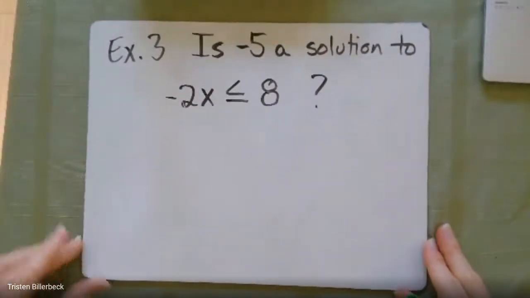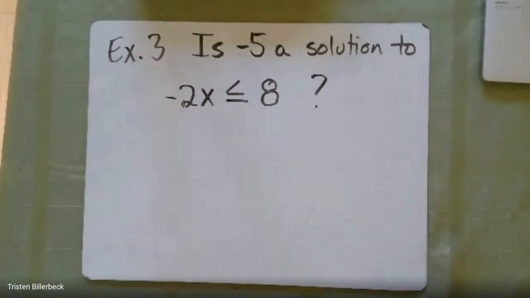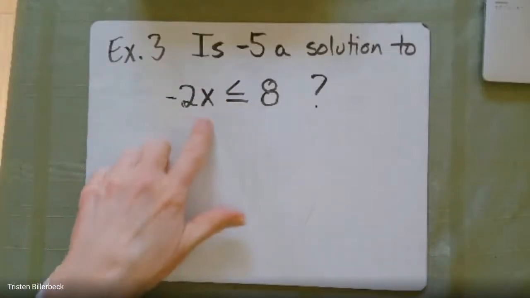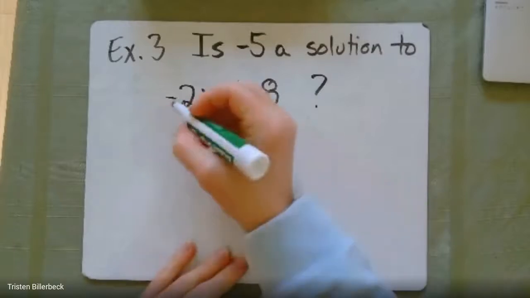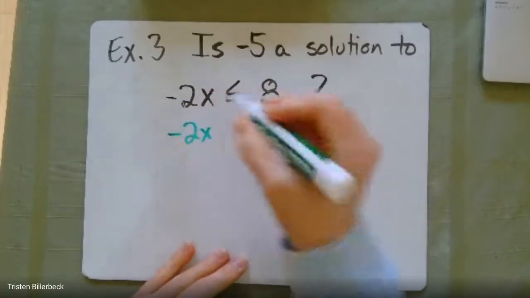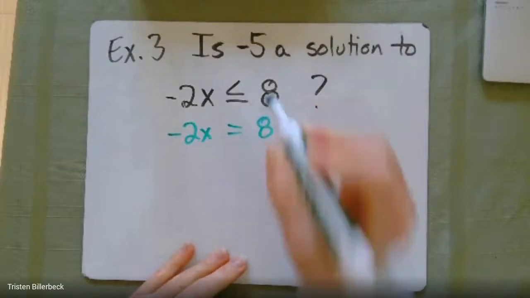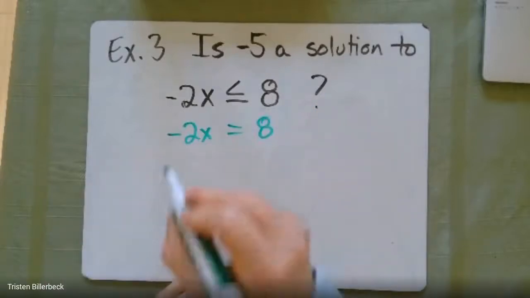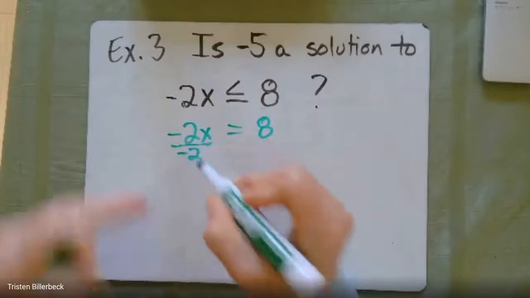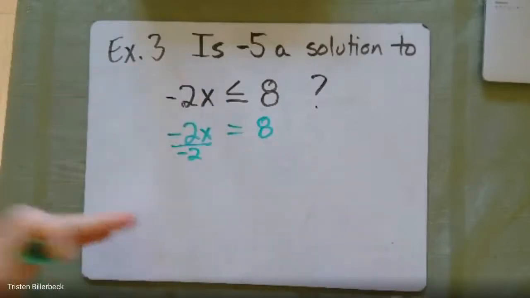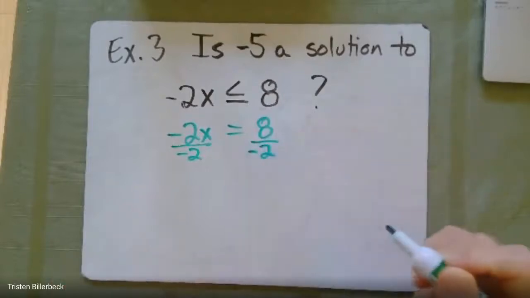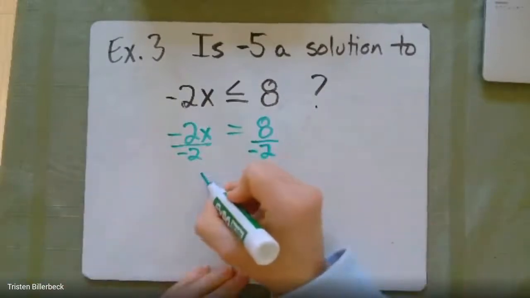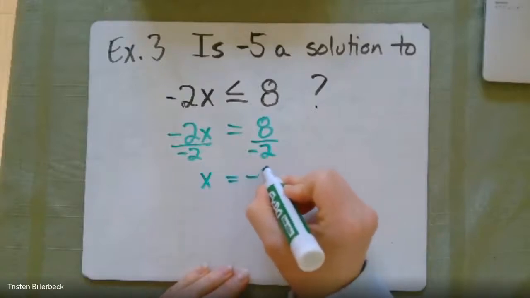All right, so we have, is negative 5 a solution to negative 2 x is less than 8? All right, so let's do the old changing of the sign, make it something we can handle. And now we're going to divide by that negative 2, because we have negative 2 multiplying by x. The way to undo it is to do the opposite operation, which is division. So now we have x equals negative 4.